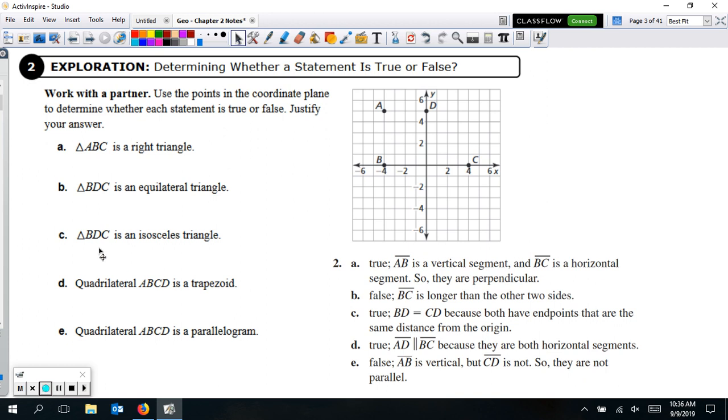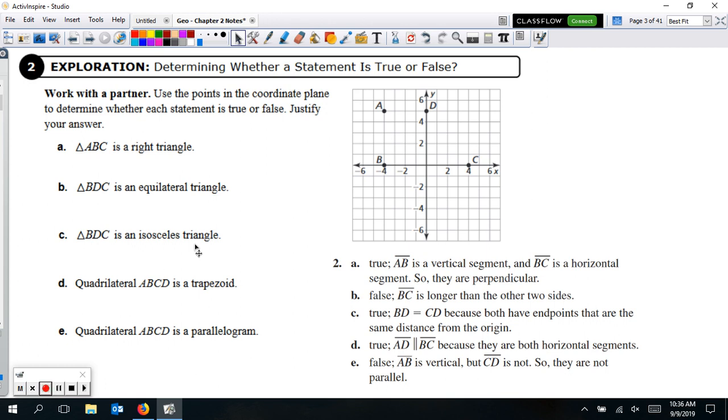C says that the same triangle BDC is isosceles. Now, we're going to see some things here that we haven't learned yet in our geometry. You may have seen them before, like in junior high, where they're supposed to go over some geometry sections, and you might have seen some of this there.